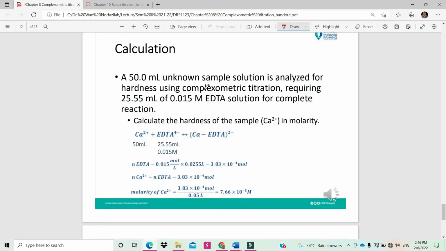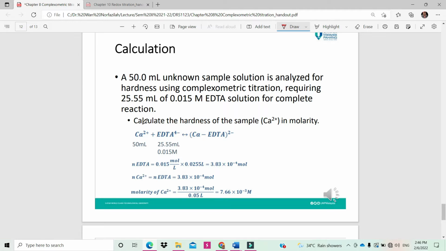Okay. So, to determine the water hardness, the content of calcium carbonate in the water, we can use complexometric titration. Okay, so we have 50 ml unknown sample. Okay, and then we require 25.55 ml of 0.01 molar EDTA solution for complete reaction. Okay, maksudnya complete lah, and dah capai endpoint.